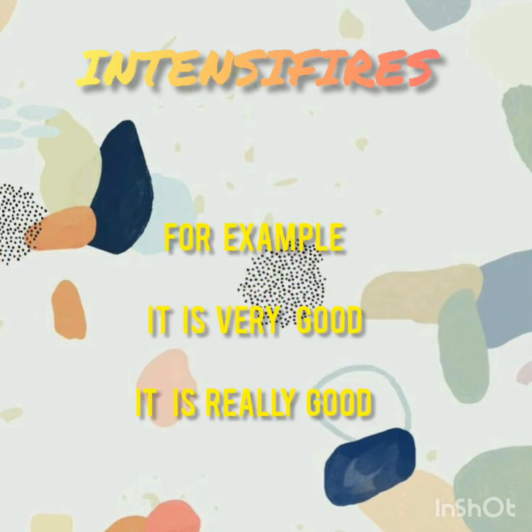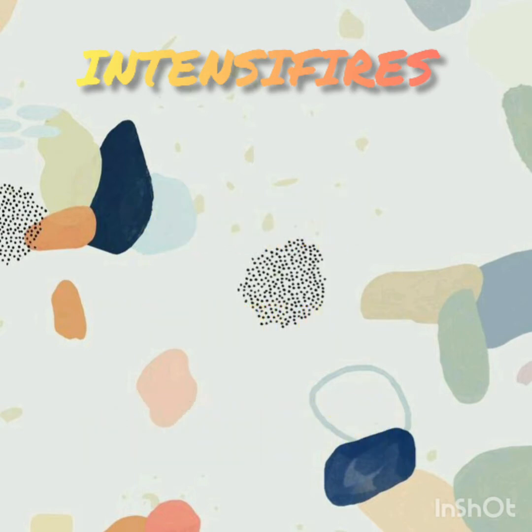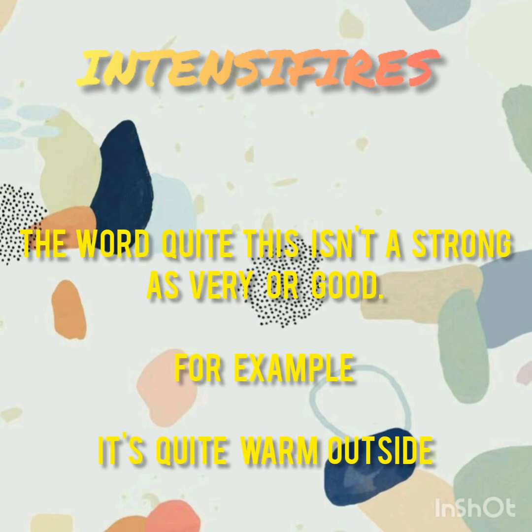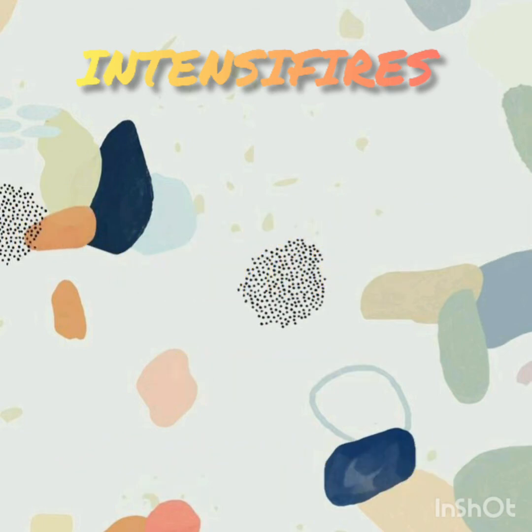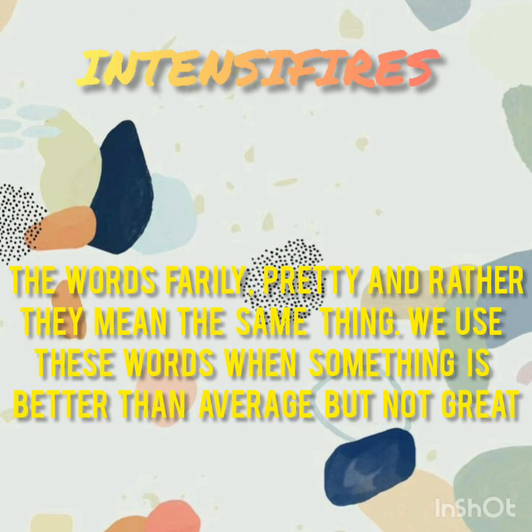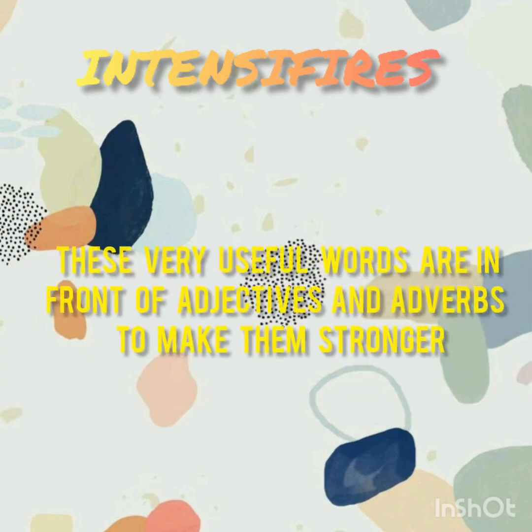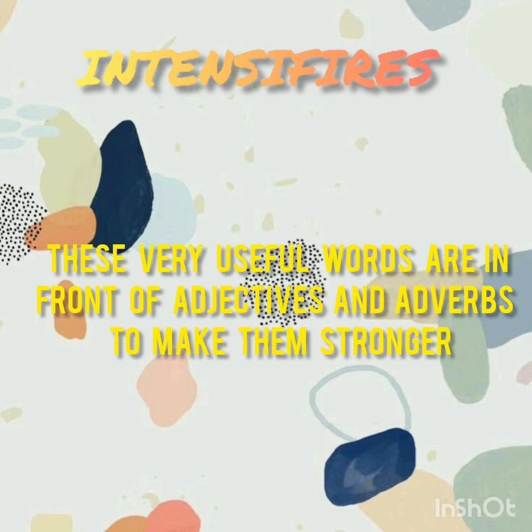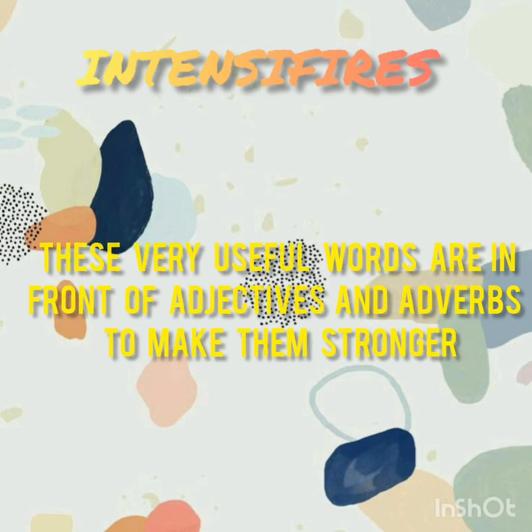Some examples of this: it is very good. It is really good. The word quite is not as strong as very or really. An example is: it's quite warm outside. This word is used more in British English. The words fairly, pretty, and rather mean the same thing. We use these words when something is better than average but not great. These very useful words go in front of adjectives and adverbs to make them stronger.